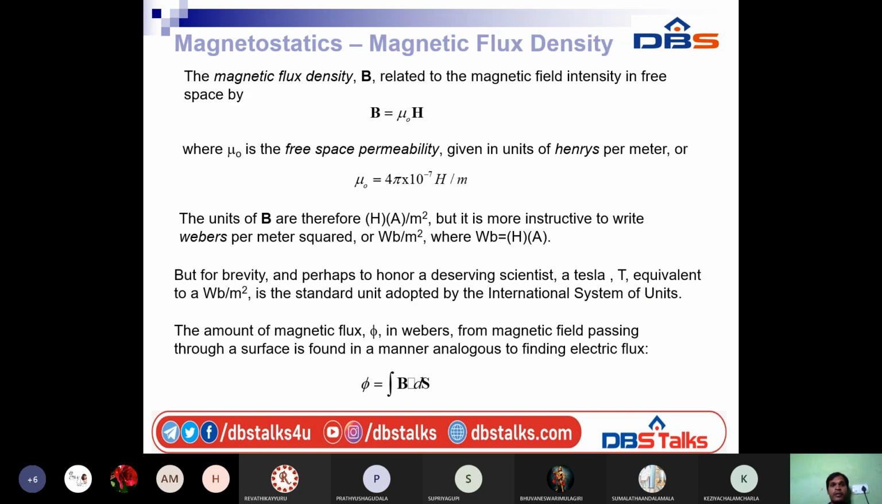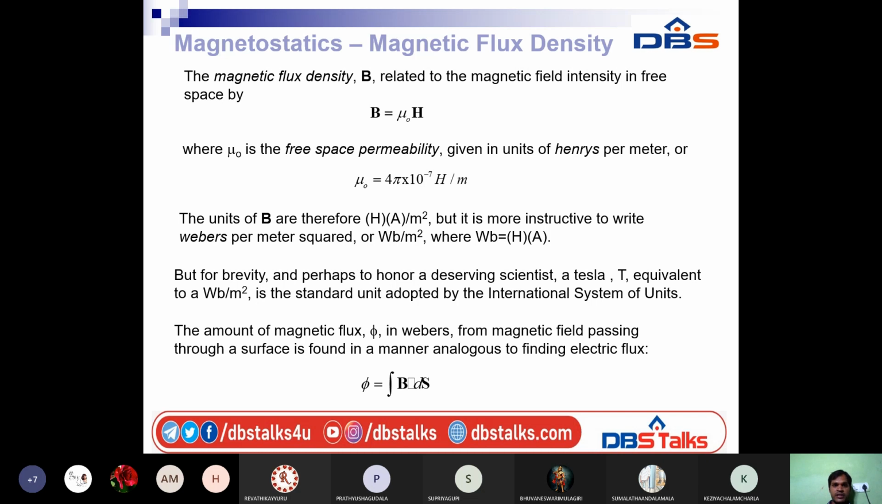Next we will see the magnetic flux density. Before going to this, let me recall what electric flux density is. Flux per unit area is flux density. Electric flux per unit area is electric flux density. Similarly, the magnetic flux density is indicated by capital B. How it is related to the magnetic field intensity, we will see now.